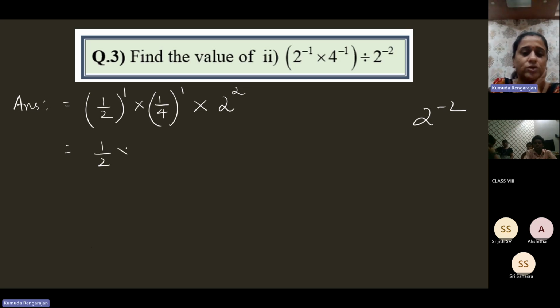So it's 1 by 2 into 1 by 4 into 2 into 2. So 2 and 2 cancel. 2 ones are 2, 2 twos are 4. So the answer is 1 by 2.